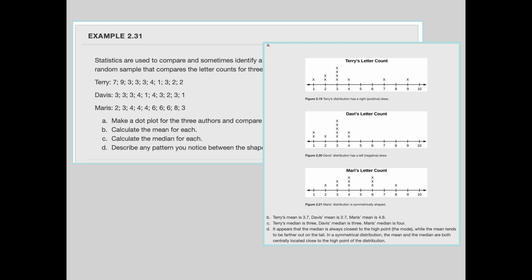All right, so that's how we can count some medians and some modes, and we can look at some skewing. In Terry's letter count, we're skewed to the right. In Davy's letter count, we're skewed to the left a little bit. And in Mari's letter count, we're slightly to the left, but it's pretty close to symmetric. Okay? All right, so that covers it for today.